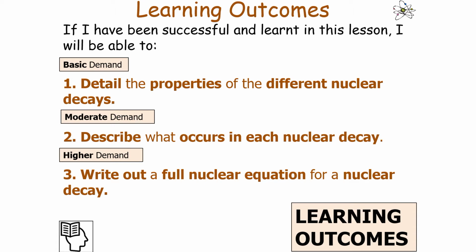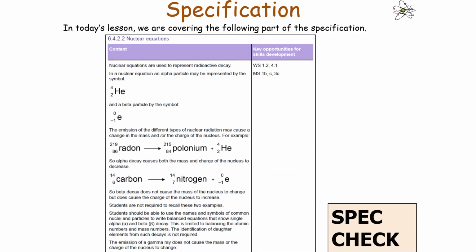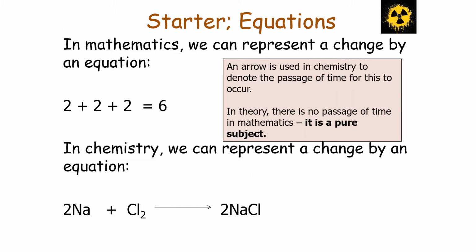If we've been successful in today's lesson, we should be able to detail the properties of the different nuclear decays, describe what occurs in each nuclear decay, and finally write out a full nuclear equation for a nuclear decay. So in today's lesson we're covering the following part of the AQA GCSE Combined Science specification, 6.4.2.2 nuclear equations.